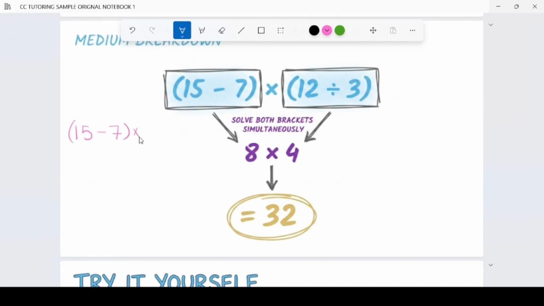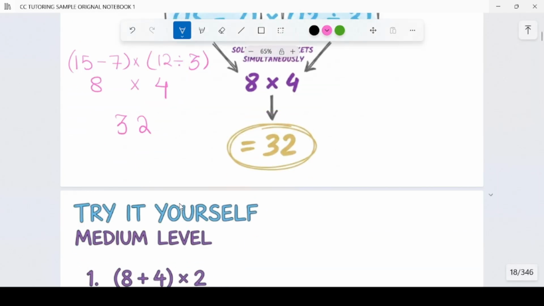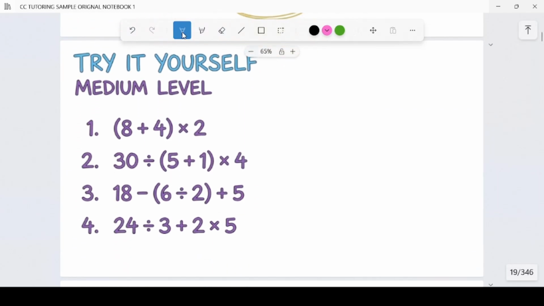So multiply by 12 divided by 3. So 15 minus 7, that is 8. If you want to do it simultaneously, you can do it. And I'm going to solve this bracket, and that is 4, and the answer is 32. According to this, solve these brackets, then after that, we'll solve these one. Now this is the real game.